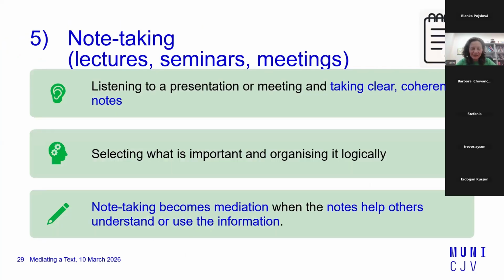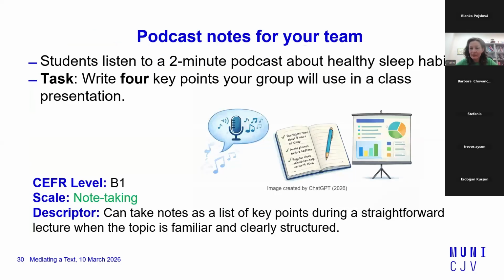Okay, the next type of text mediation, number 5, is note-taking. All of us do, students do it regularly in their courses. So it's about selecting the most important pieces of information, but also grouping these pieces of information together logically for our later use, or for example, it can be later used by other people. And again, a typical activity you may use in your classroom.